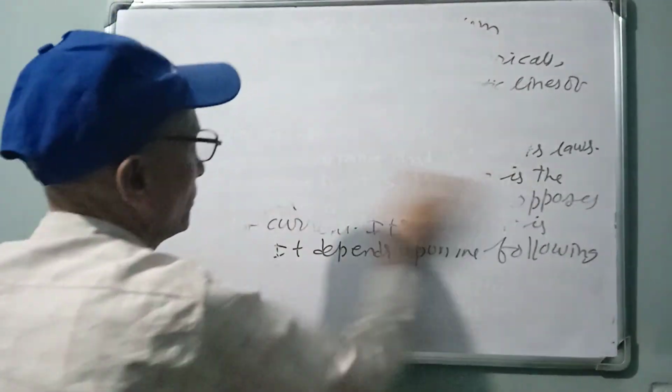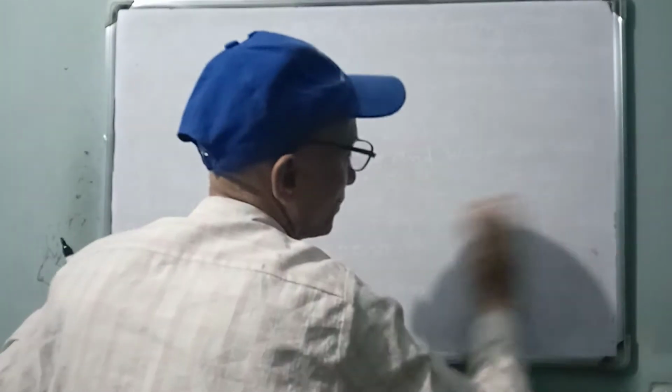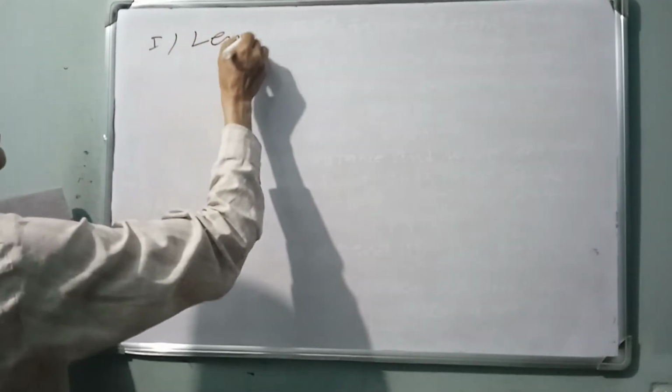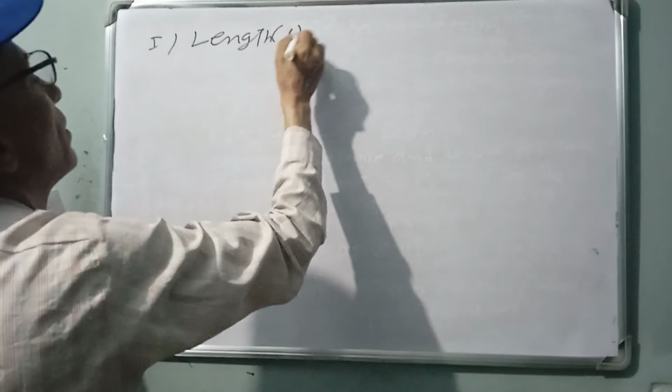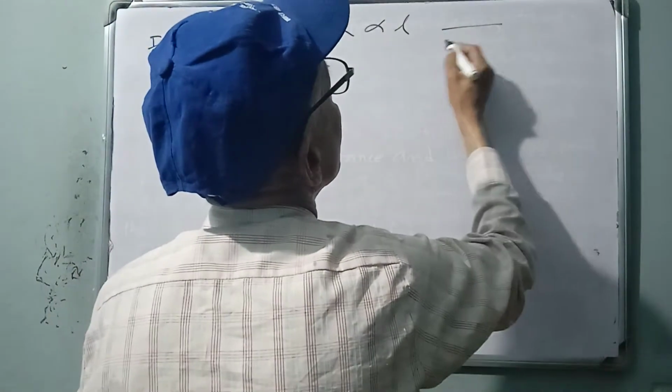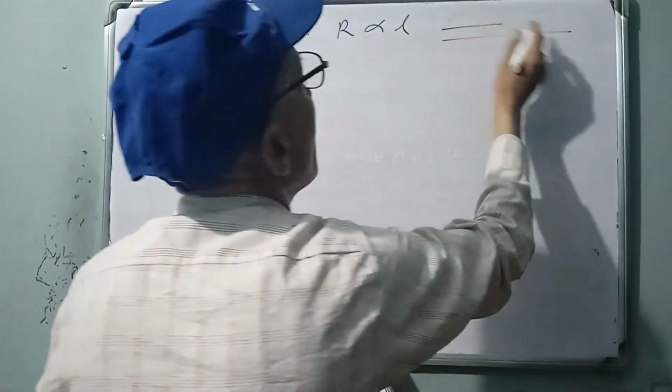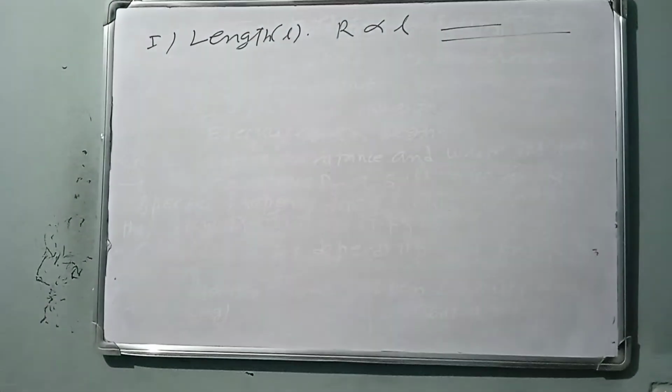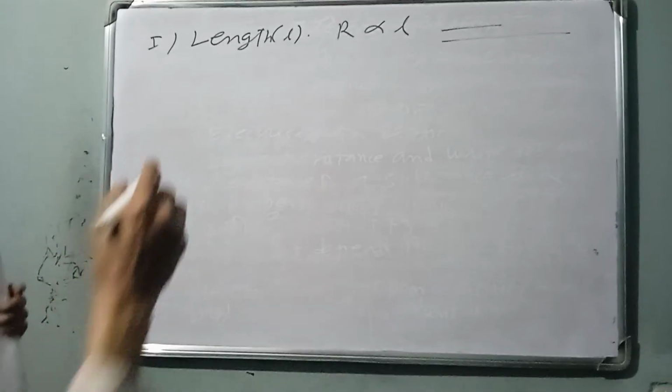Question number 1. Resistance depends upon the following factors. What are they? Number 1 is length, L. Resistance is directly proportional to length. See, it is short, long, low and high. When the length increases, resistance also increases.